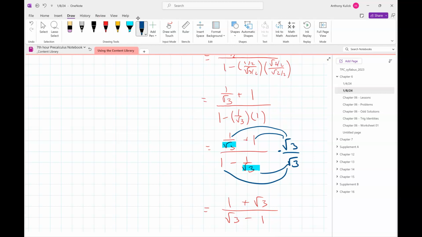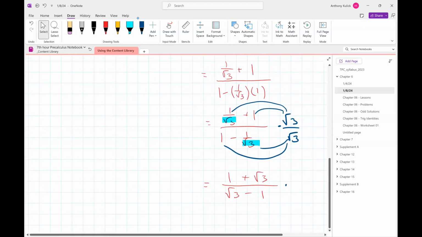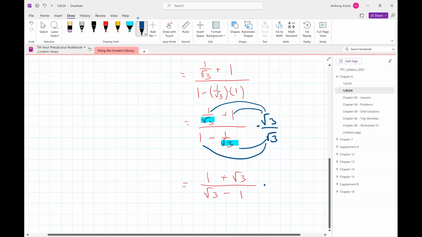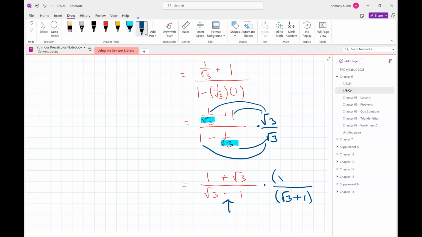Now, this is kind of the worst case scenario for that because I have a number plus or minus the radical. So to get rid of the radical in my denominator, I need to multiply by the conjugate. So I'm going to take the same thing as my denominator, just with the opposite sign in the middle. And the bummer here is now I have to FOIL this out.